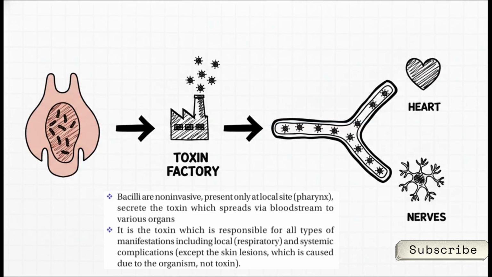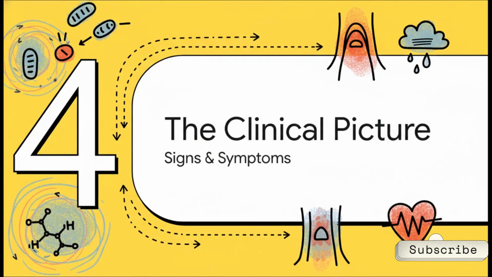And this is exactly how it works. The bacteria set up shop in the pharynx, basically creating a little toxin factory. They don't invade, they just produce. They pump that toxin out, it gets absorbed into the blood, and from there, it can travel anywhere, to the heart, to the nerves, and that's what causes the really dangerous systemic complications. So now, let's bring this all back to what you'll actually see in a patient. We can finally understand how this whole process creates those dramatic signs we saw right at the beginning.